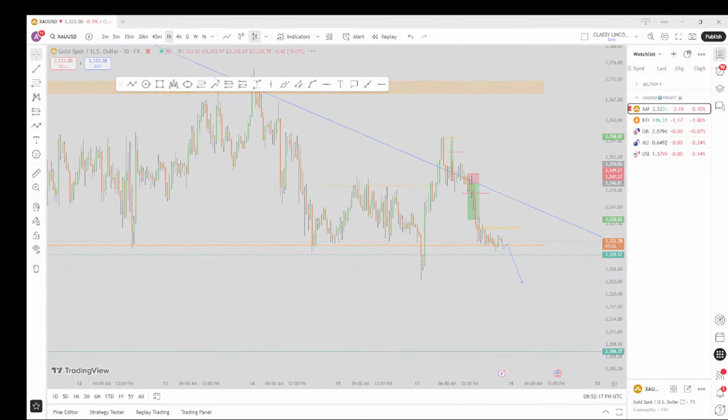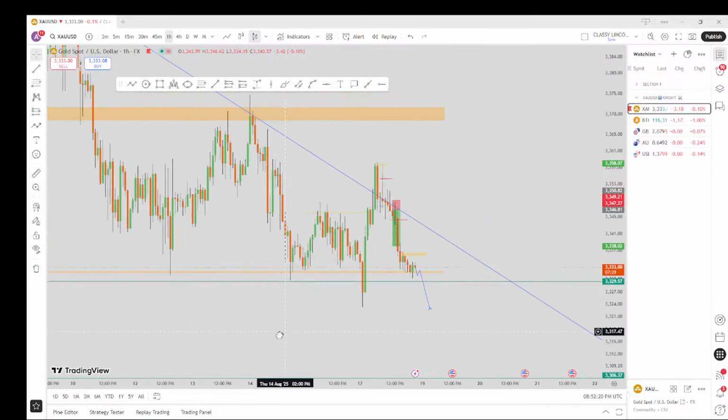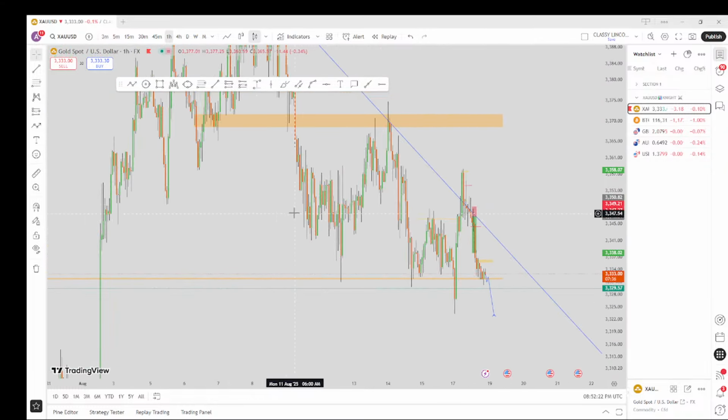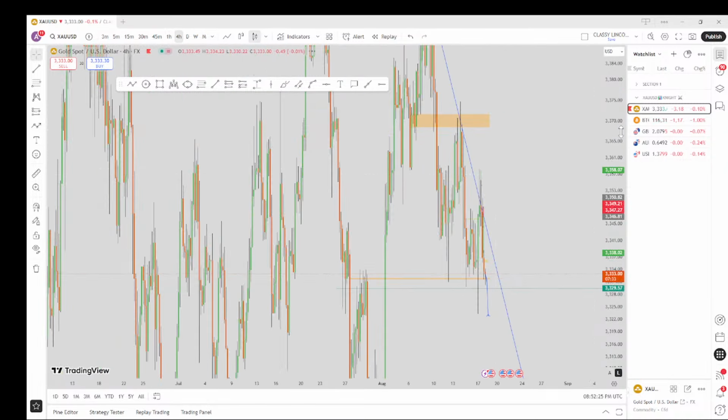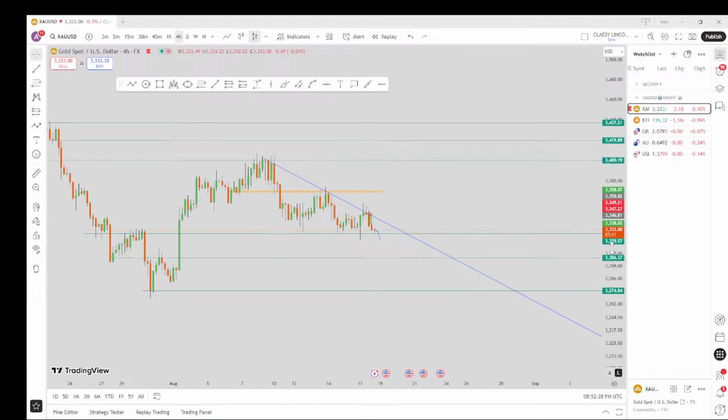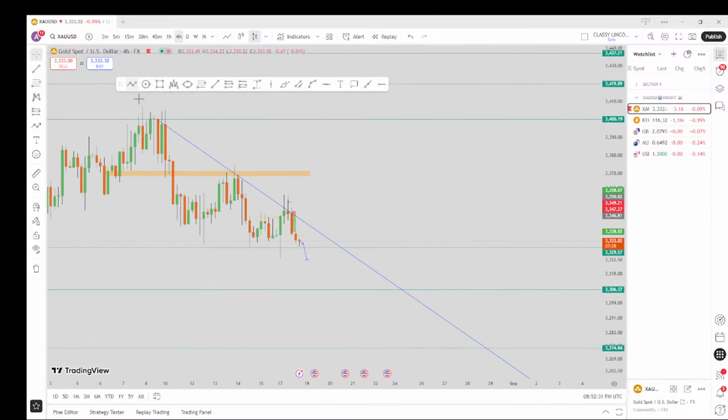Let me zoom out a little bit to show you something. You see, price has been giving us lower low, lower high, lower low, lower high. We are anticipating it to give us another lower low. If this is what has the probability of happening, then why don't we follow it? That is the question we have to ask ourselves over and over again. So that is what I have for gold.